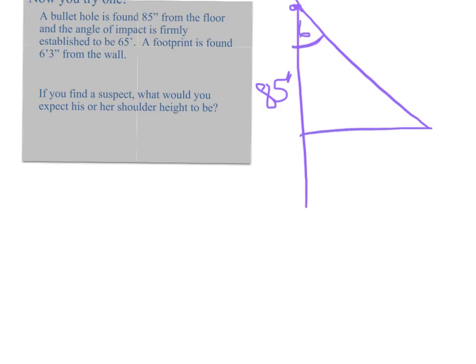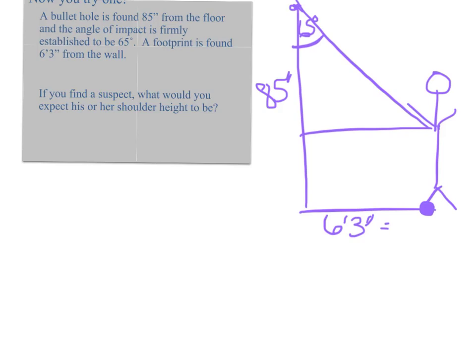Now, I'm drawing this like a flag for a reason. You'll see why in a second. The angle of impact is firmly established to be 65 degrees. A footprint is found 6 feet 3 inches from the wall. So I'm going to put my shooter in here, because remember, my shooter's arm needs to fall somewhere on the trajectory of the bullet. But my shooter's footprint was found right here, which is 6 feet 3 inches from the wall.